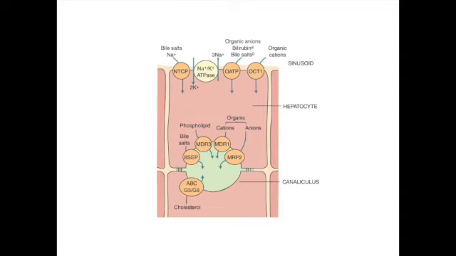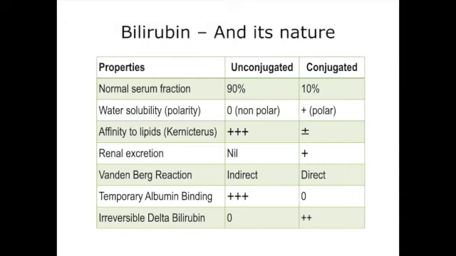Whenever there is a change in these receptors, you can have a problem in bilirubin handling as well as in handling other salts and drugs. Basically there are two types of bilirubin. One is unconjugated bilirubin, which is water insoluble. In a normal individual, around 90% of bilirubin is in the unconjugated form, and less than 10% is conjugated.